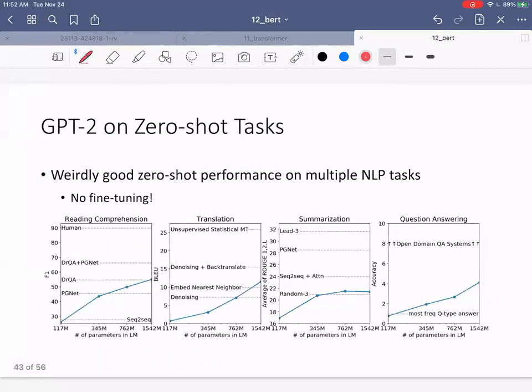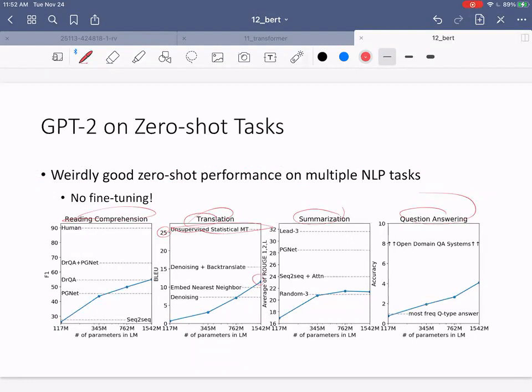What's interesting is doing reading comprehension, for example SQuAD, translation, summarization, question answering. These are no longer language model tests. These are highly semantic NLP tasks, and they are able to achieve pretty good performance without any fine-tuning at all. For example, translation. State-of-the-art machine translation has a BLEU score of 25, but they were able to achieve 11-point-something without any fine-tuning at all.